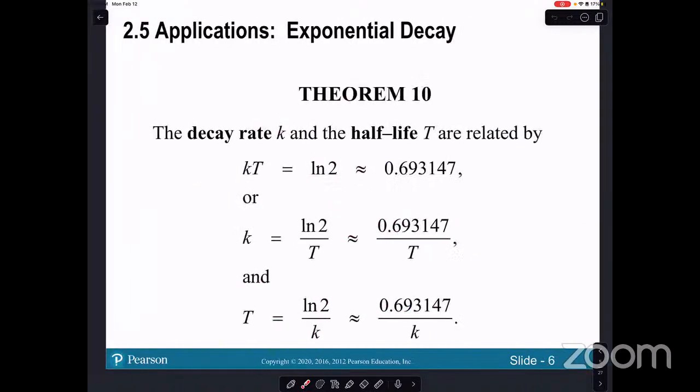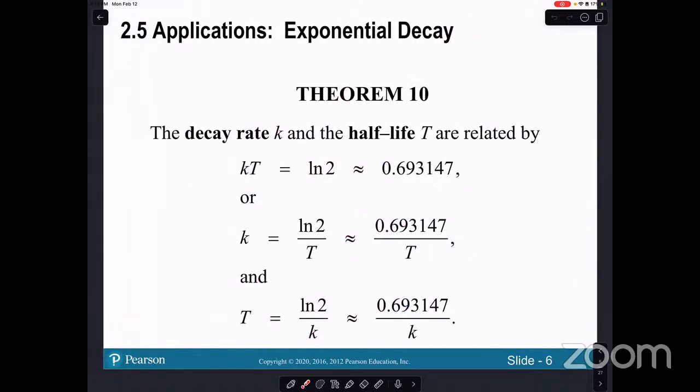All right. Theorem 10: the decay rate k and the half-life T are related by kT = ln 2. We'll derive that at some point.